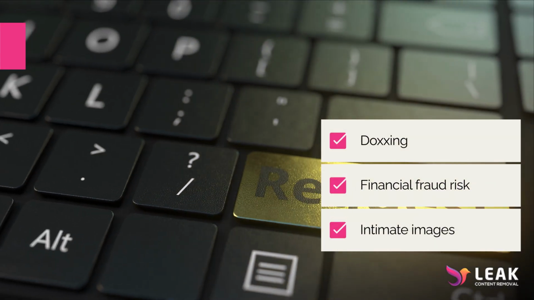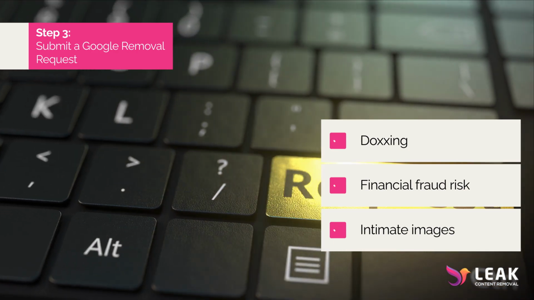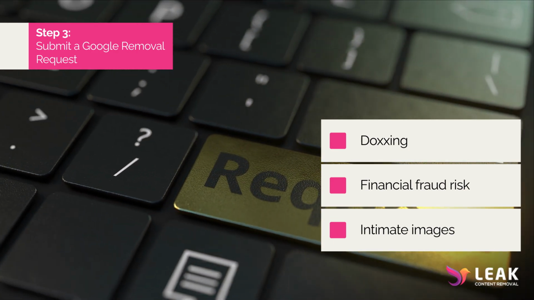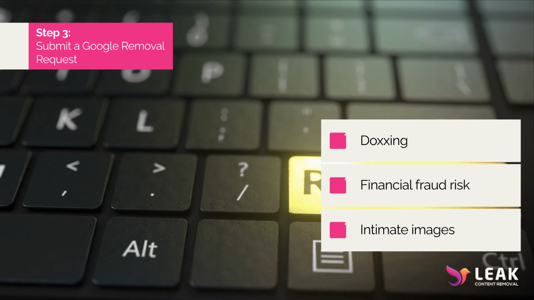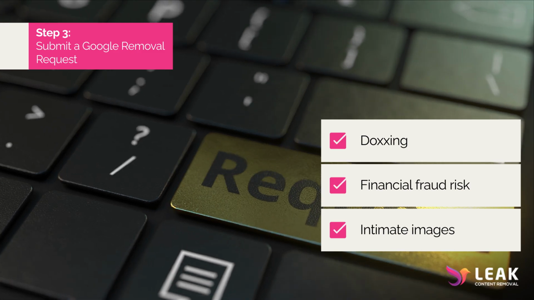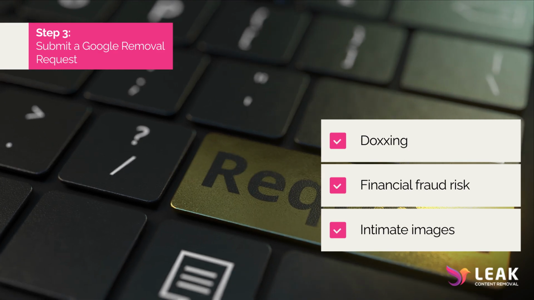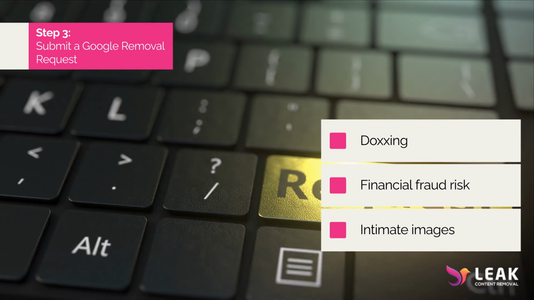If the content involves personal information that poses a risk, like doxing, financial fraud risk, or intimate images, you can submit a remove outdated content request or a personal information removal request directly to Google. You'll need to provide the URL of the page, screenshots for evidence, and a clear explanation of why the information should be removed.